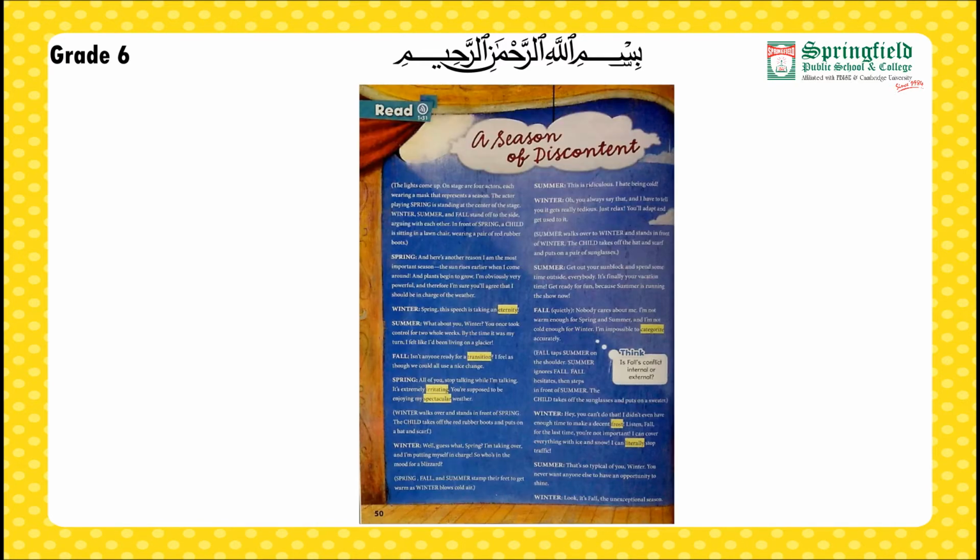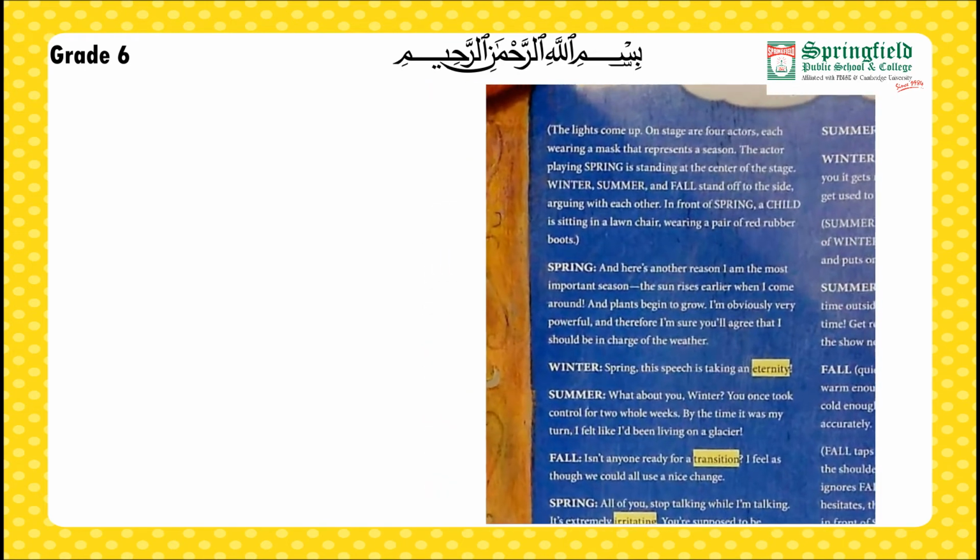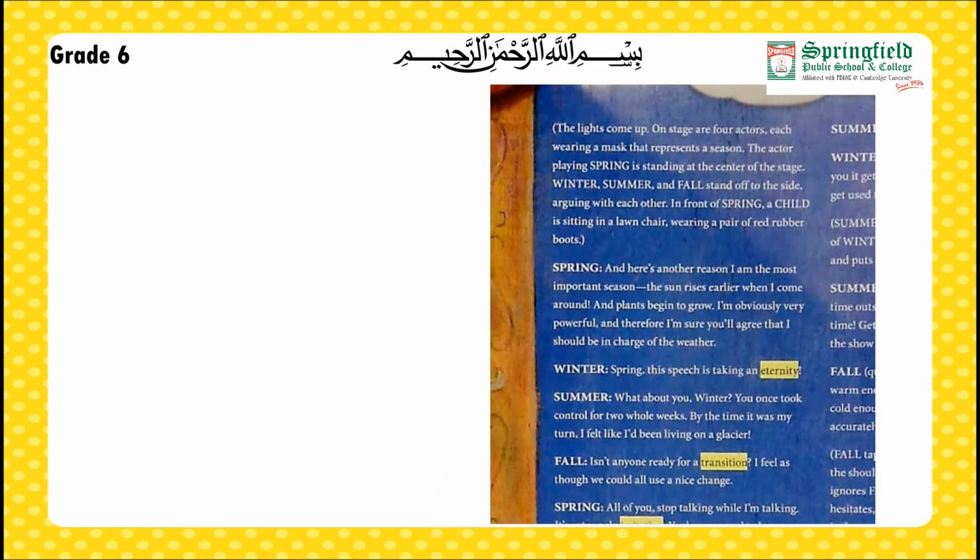Page 50. Read. A Season of Discontent. The lights come up. On stage are 4 actors, each wearing a mask that represents a season. The actor playing Spring is standing at the center of the stage. Winter, summer, and fall stand off to the side, arguing with each other. In front of Spring, a child is sitting in a lawn chair, wearing a pair of red rubber boots.